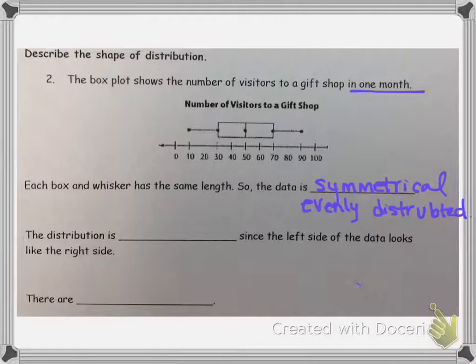And then we have the distribution is blank since the left side of the data looks like the right side. Well, we just said it. It's symmetrical. And then we look and we say, are there any outliers? Remember, our outliers on a box plot are represented with a star. And here, we don't have any stars, so there are no outliers.